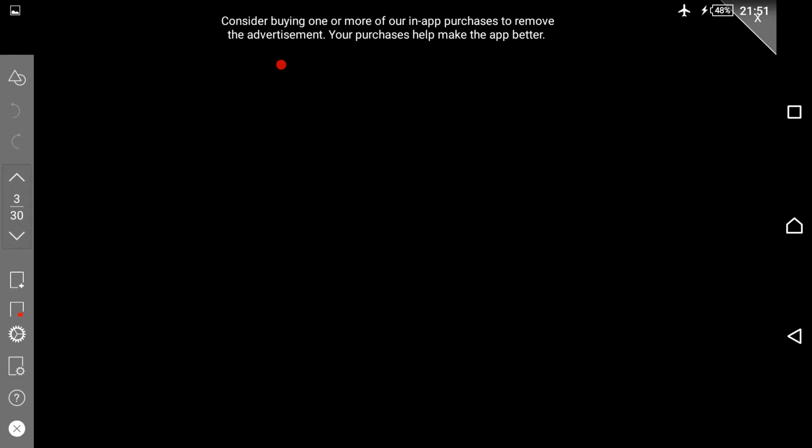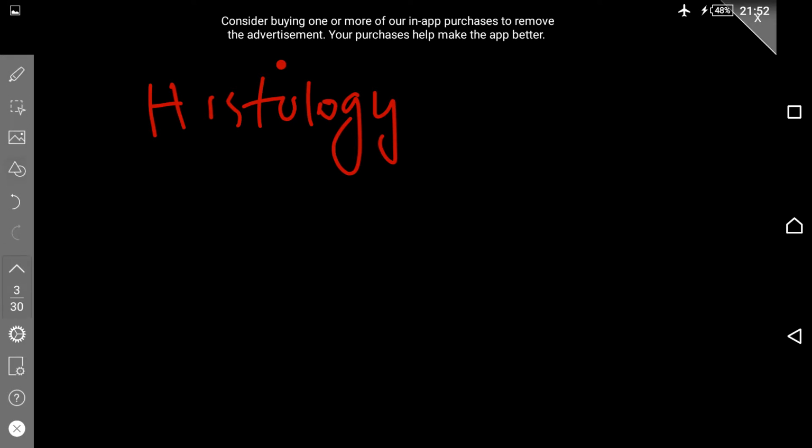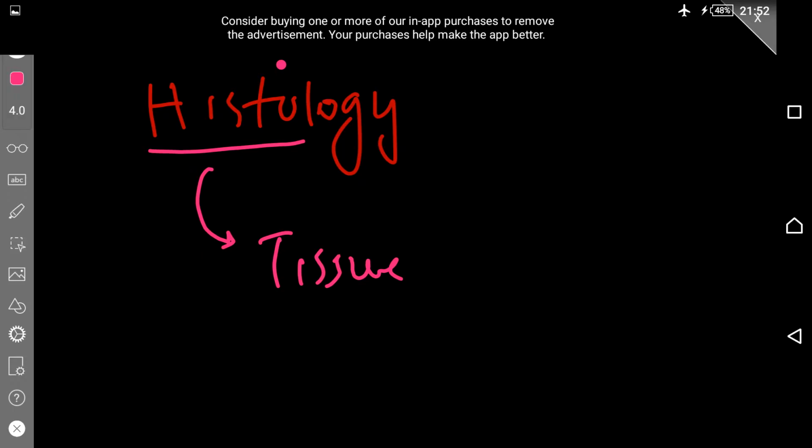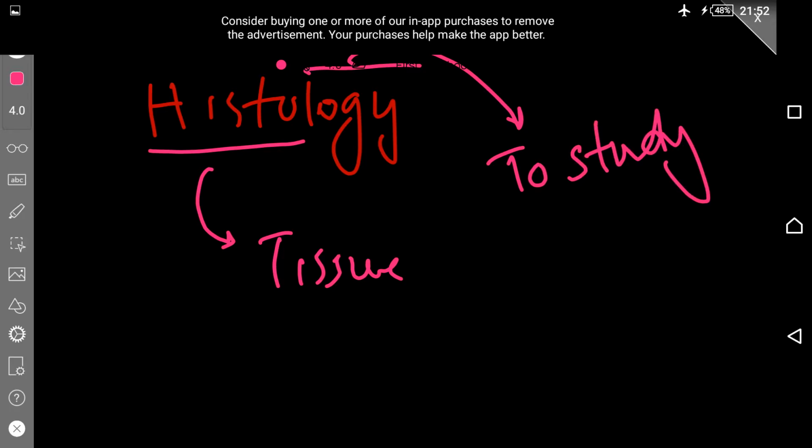We'll go forward. Histology is a word derived from two other words. The first part, histo, means tissue, and the second part, logi, means to study. So, histology is a branch of the medical science that is used to study the tissue. Easily said and easily put.